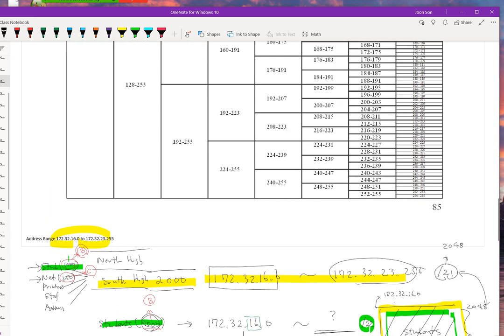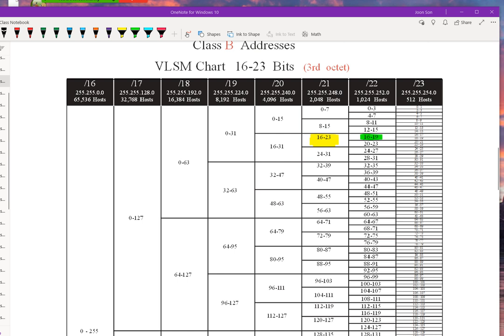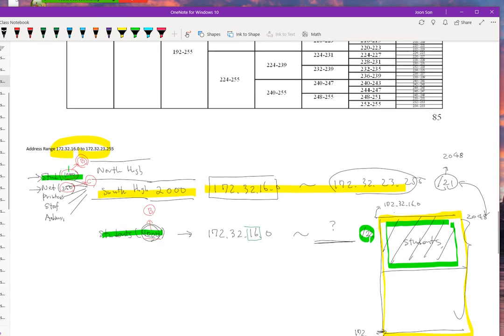So the answer is... let's go back. So the answer is what? This 19, right? You see the 19? 16 to 19. So 172.32.19 and what? Dot 255. Okay, so that's the answer.